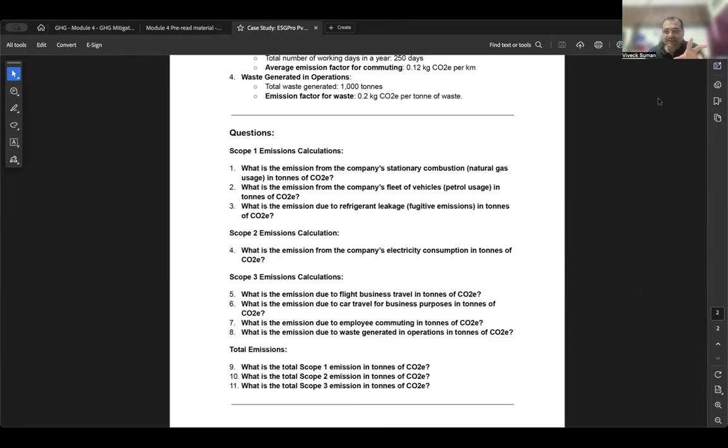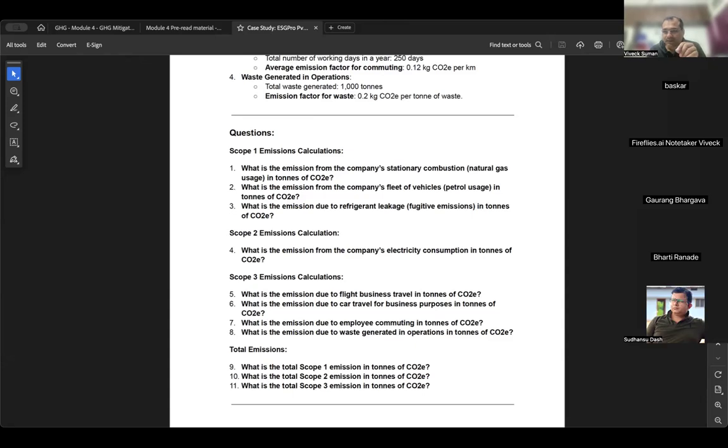Gaurang, you have a template, right? Yes, sir. Okay. Bharti ji, you have a template. You showed it yesterday. Sudhanshu, do you have it?